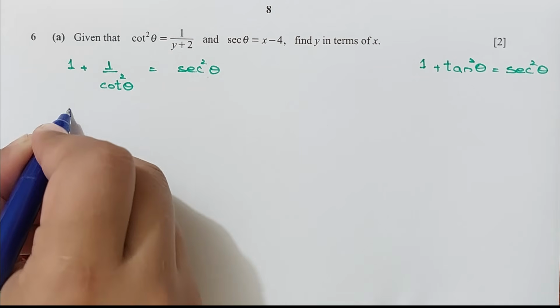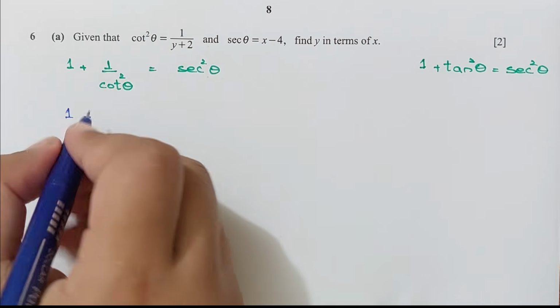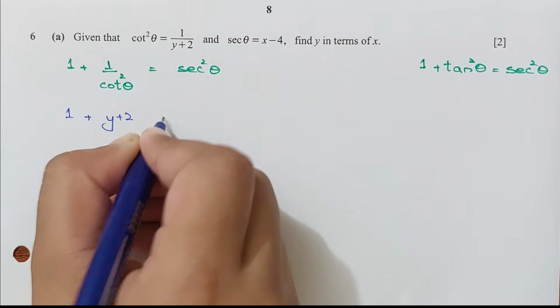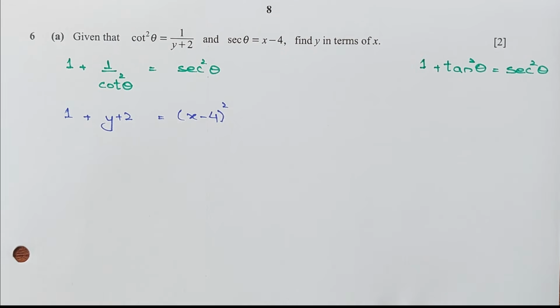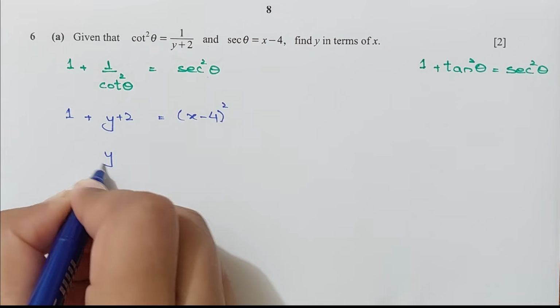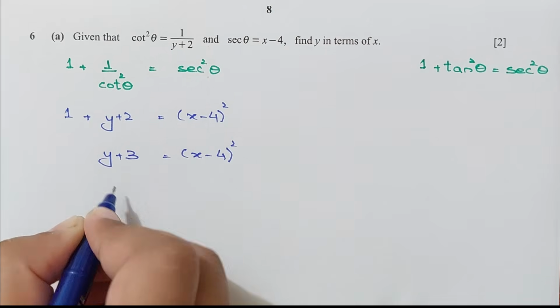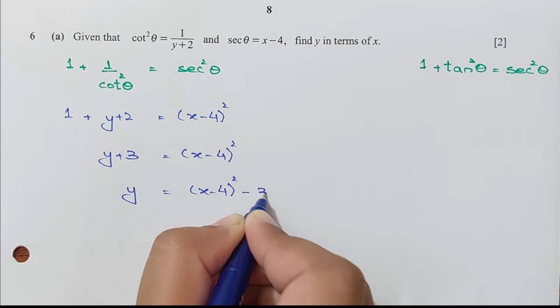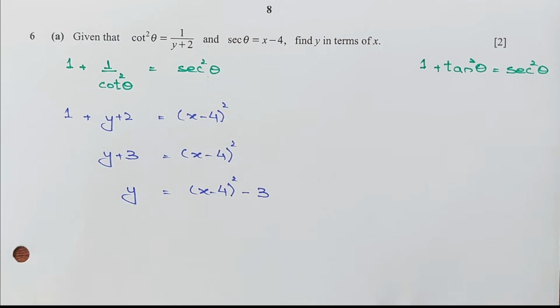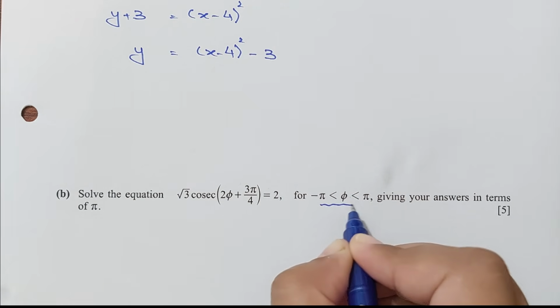Substituting the values, we have 1 over cot square, which is y plus 2, this would be equal to secant square, which is x minus 4 whole square. So from here y plus 3 would be equal to x minus 4 whole square, or we can say y equals x minus 4 whole square minus 3. This is y in terms of x, or you can expand the square of x minus 4 as well. Both are correct.